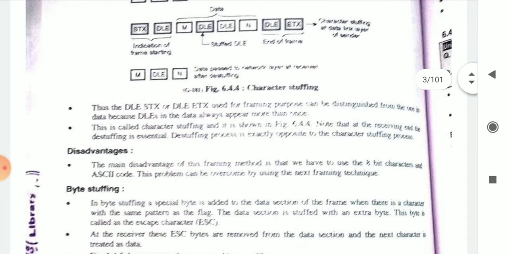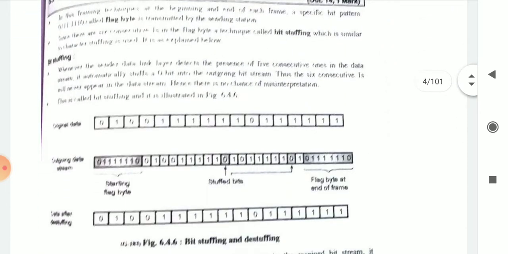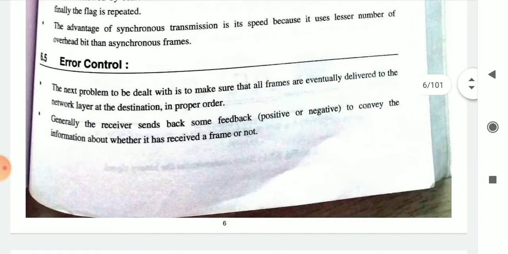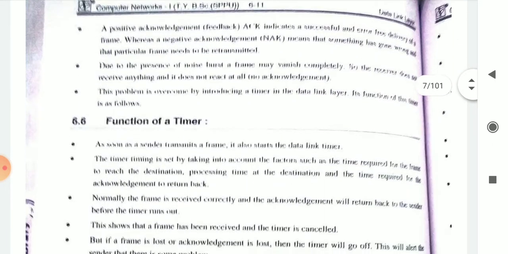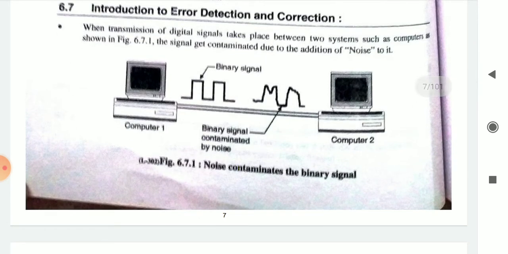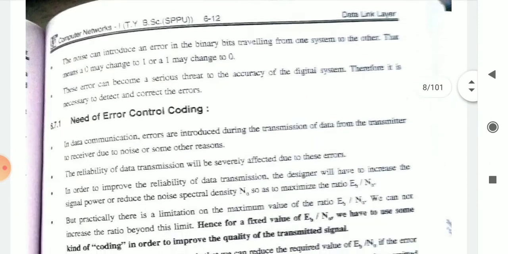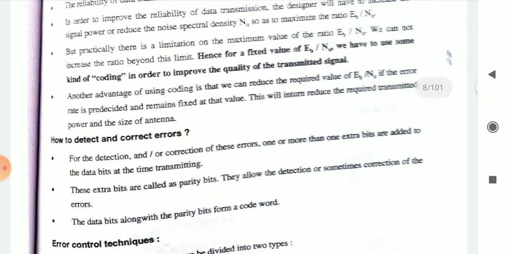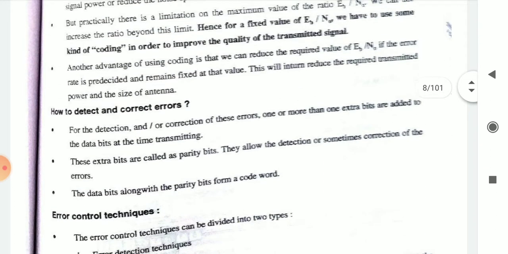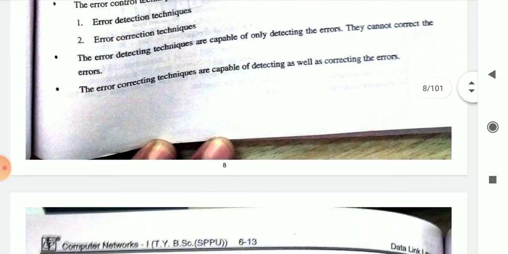Today is the last lecture. Now our syllabus is completed here. After this we will see physical layer coding violations and error handling functions of timers. Noise contaminates the binary signals. We also saw how to detect and correct errors. Error detection is an easy process, and error correction is a complex process.